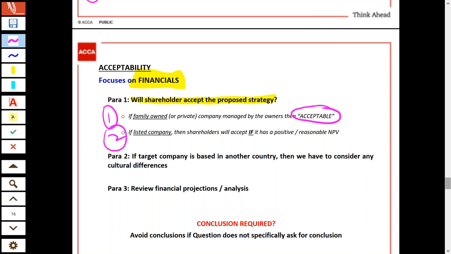Another possibility is that our company is a listed company. Obviously, in a listed company, the directors are separate people and the shareholders are a separate bunch of people. There is an agency, principal agent relationship, right? So in a listed company, what do you think? Why will the shareholders approve? What things will they look at? Normally, shareholders will see if there is a positive NPV, if the proposed acquisition will add positively to the net worth of the company, then there is no reason why they should not approve, right? So in a listed company, we need to look at the IRR, or we need to look at the NPV, and if the NPV is reasonable or positive, we will say that the shareholders are expected to approve.